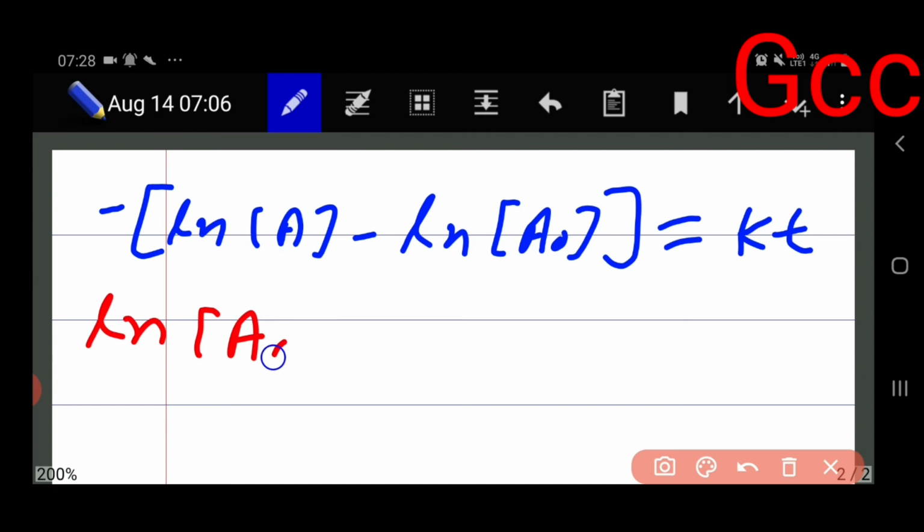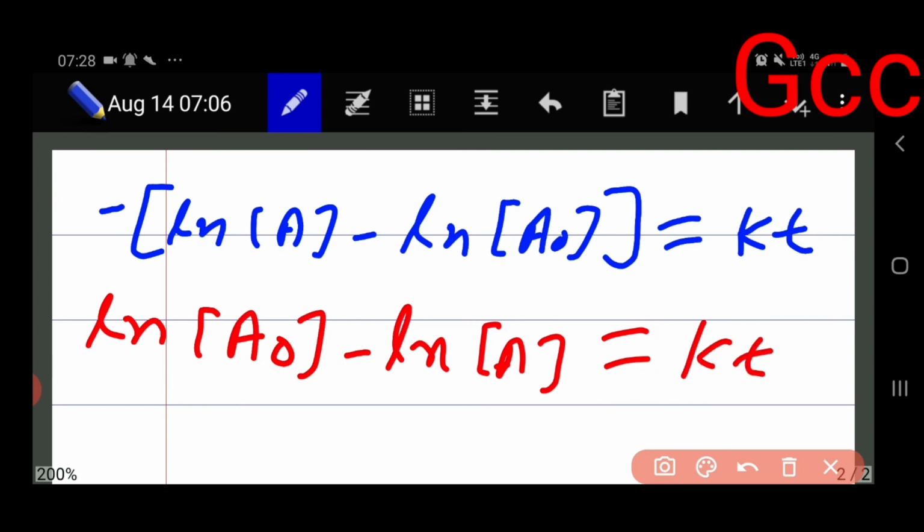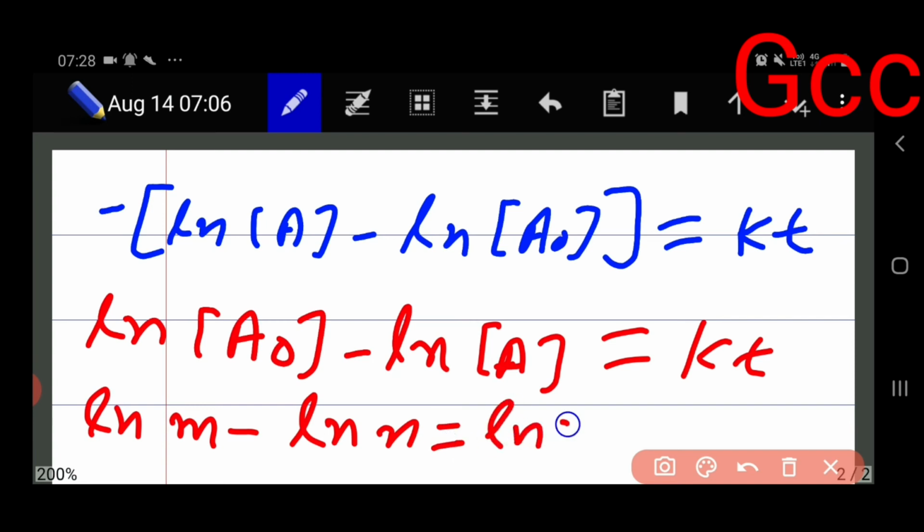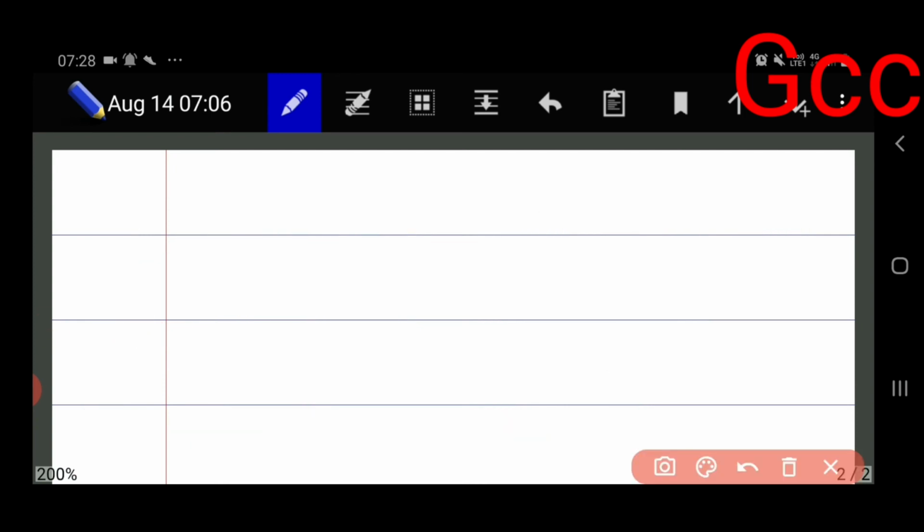Natural log of A naught minus natural log of A is equal to kt. Now natural log of m minus natural log of n will be equal to natural log of m by n. Clear? So in the same way we have written over there to make the formula.